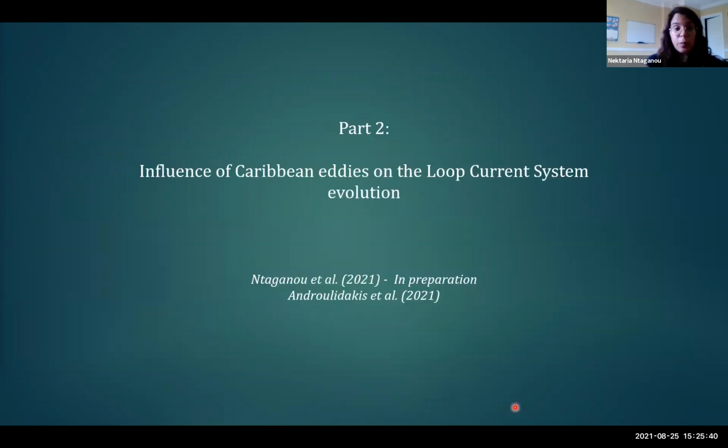Moving on to the second part. The second part is going to be on the influence of Caribbean eddies on the loop current system evolution. The results I'm about to show are part of a manuscript in preparation, and I have also contributed to a recent publication by Androulidakis et al.